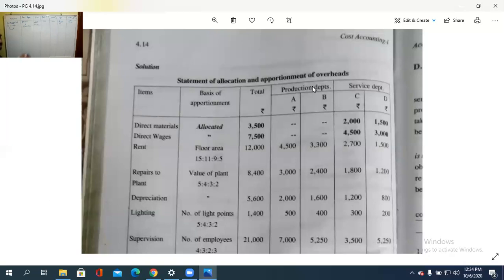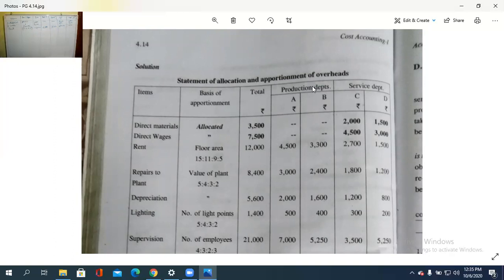So 15 is to 11 is to 9 is to 5 as a proportional ratio. 12,000 on this basis: 15 divided by the total of this for department A, then 11 by the total for department B, 9 by the total for department C, and 5 by the total for department D. So 12,000, how is it to be? 4,500, then 3,300, then 2,700 and 1,500.